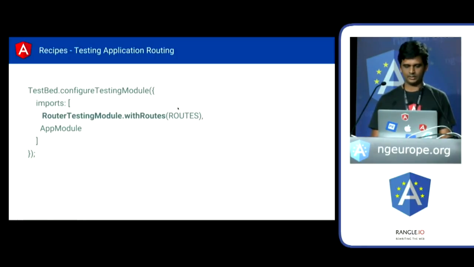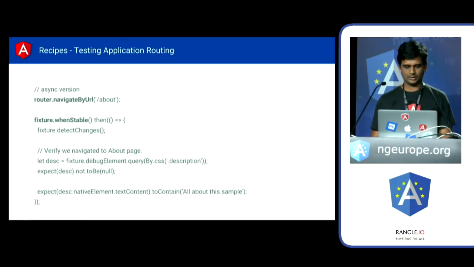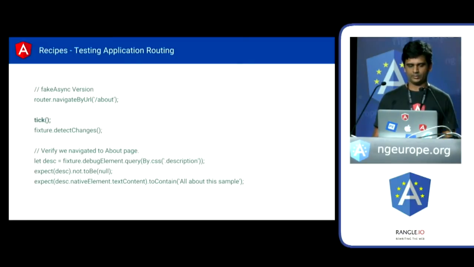But just the same way we share the module, you can also share the routes between your application and your test. Essentially you can simulate router navigation by saying, hey, just navigate by URL, and you can go to a particular URL. And again, that's an operation that can be async, and so if you test for things immediately after you navigate by URL, it's not going to be there. So again, you either do when stable or you take the fake async version.